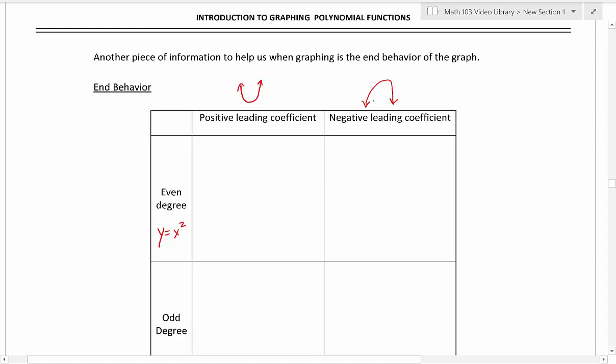All even-degree polynomials have similar end behavior to x squared. So any even-degree polynomial, x squared, x to the fourth, x to the sixth, x to the 100, when it has a positive leading coefficient, is going to have end behavior of entering through the top and exiting through the top. Now, what happens in the middle can be different, and we'll learn more about that in the next video. Any even-degree polynomial with a negative leading coefficient will have the end behavior of entering through the bottom and then exiting out through the bottom as well.